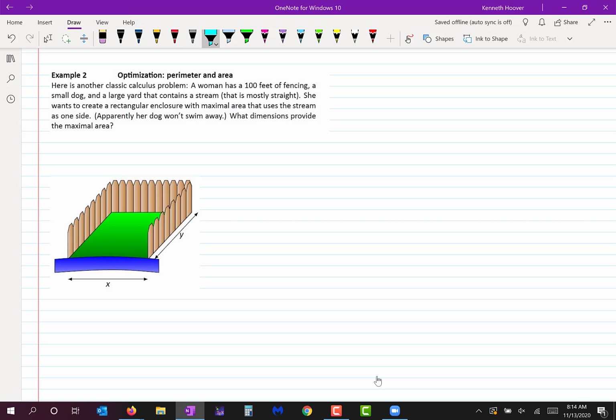A woman has 100 feet of fencing, a small dog, and a large yard that contains a stream that is mostly straight. She wants to create a rectangular enclosure with maximal area that uses the stream as one side. What dimensions provide the maximal area? Okay, so this is almost the same problem.